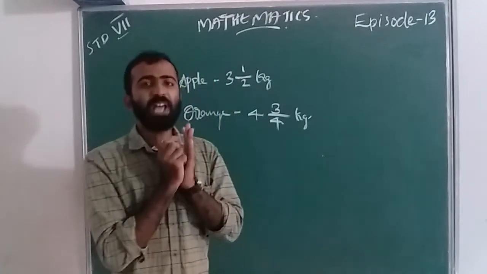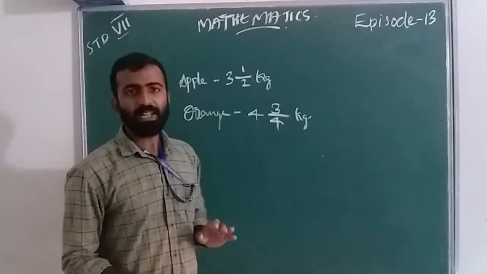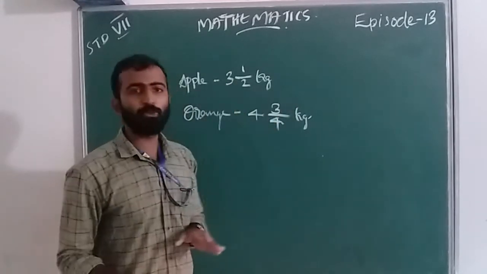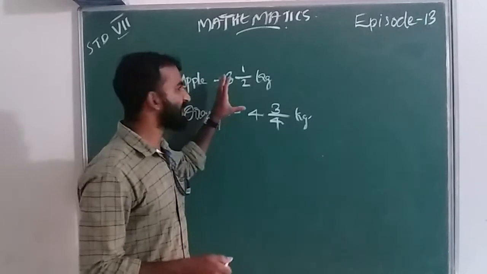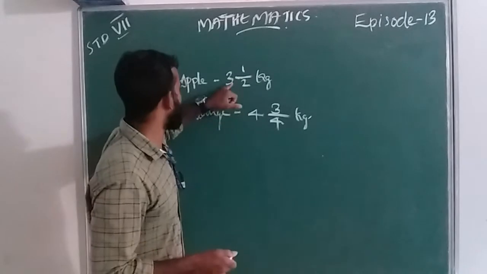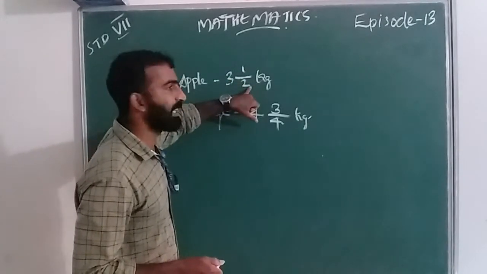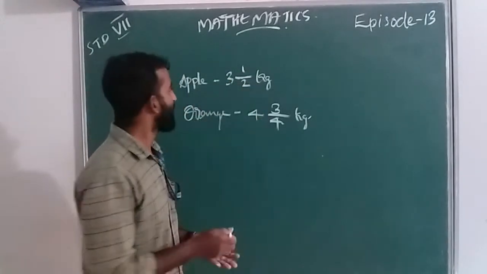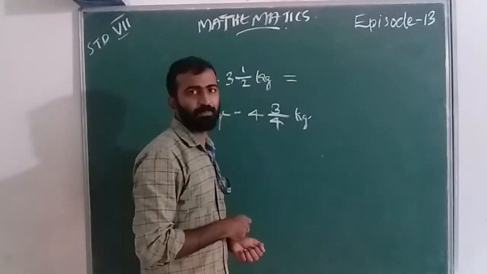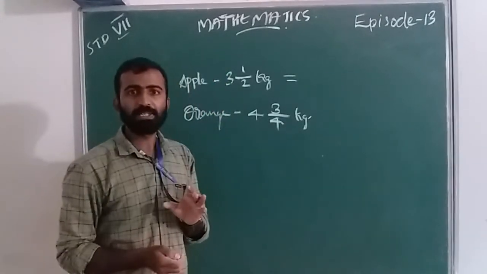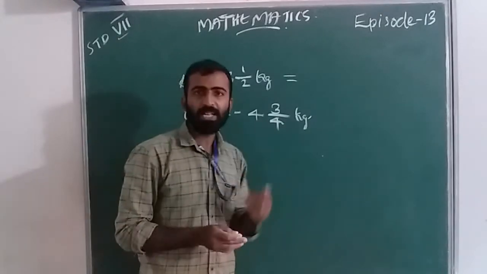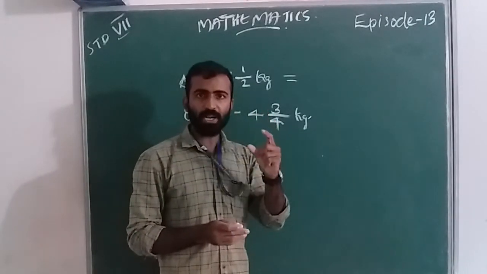When we start the answer: Samira purchased apples equal to 3 and 1 by 2 kilos. This is a mixed fraction. Here this is the quotient, this is the remainder and this is the divisor. We are going to change the mixed fraction into an improper fraction. Improper fraction means the numerator is big and the denominator is small.